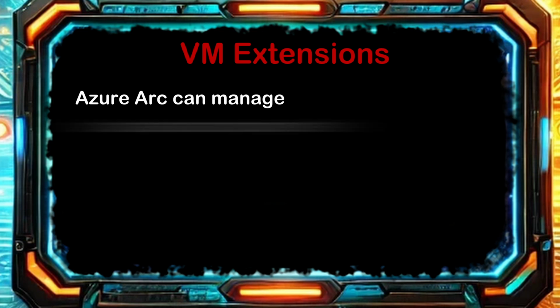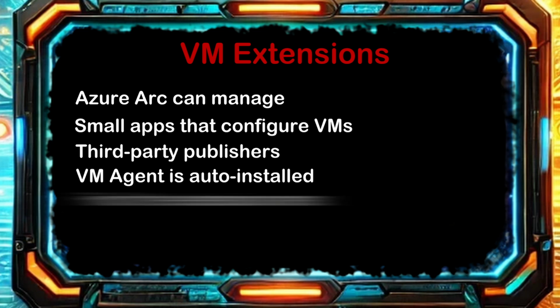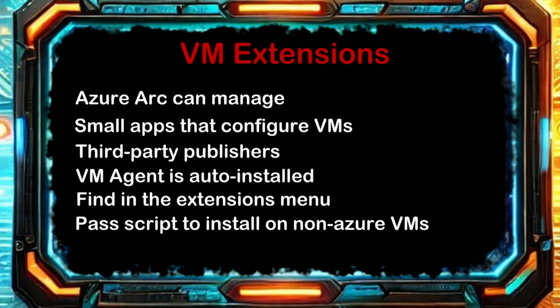The final management feature we'll discuss here is using Azure Arc to manage our virtual machine extensions. A VM extension is a small application developed by third-party publishers that provides post-deployment configurations, such as installing a specific program or service. To use VM extensions, the Azure Virtual Machine Agent is installed during the provisioning process automatically. Once the VM is set up in Azure, simply go to the VM extensions menu, find the extension you want, and install it using the provided script. We can even install a VM extension on a non-Azure machine. As long as the Azure VM agent is installed on the virtual machine, you can pass the script into the VM to download and install the VM extension.